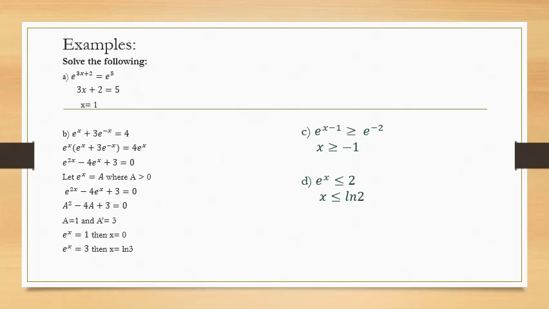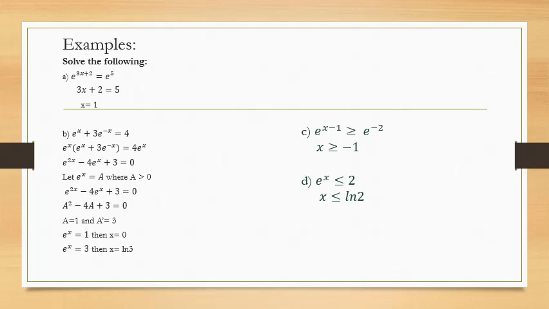Change the equation into a quadratic by taking e to the power x equals a, where a is positive. E to the power 2x minus 4e to the power x plus 3 equals 0, so it's a squared minus 4a plus 3 equals 0. Solve the quadratic using a calculator, then you get a equals 1 and a prime equals 3.